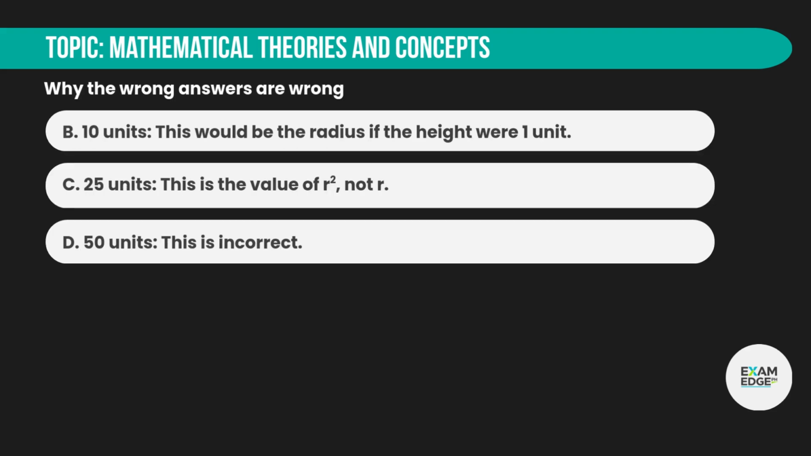Why the wrong answers are wrong? B. 10 units. This would be the radius if the height were 1 unit. C. 25 units. This is the value of r squared, not r. D. 50 units. This is incorrect.